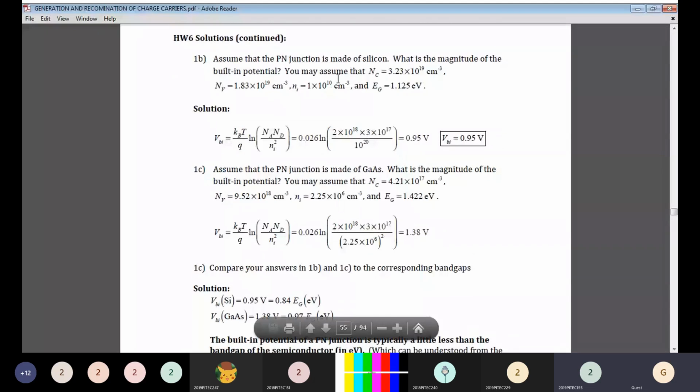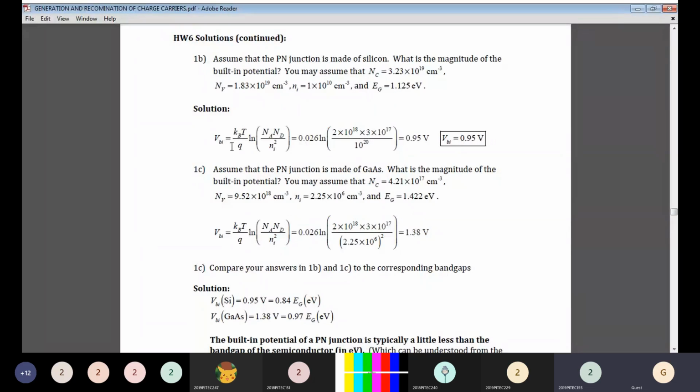Assume that the PN junction is made up of silicon. What is the magnitude of the built-in potential? So you may assume that Nc is equal to 3.23 into 10 to the power 19 per centimeter cube, Nv is equal to 1.83 into 10 to the power 19 per centimeter cube, ni is equal to 1 into 10 to the power 10 per centimeter cube, and Eg is equal to 1.125 electron volt.